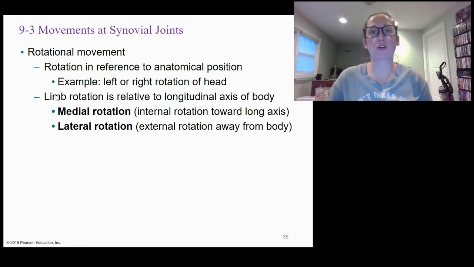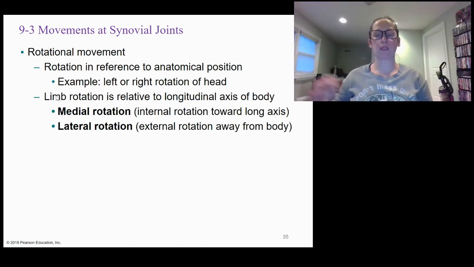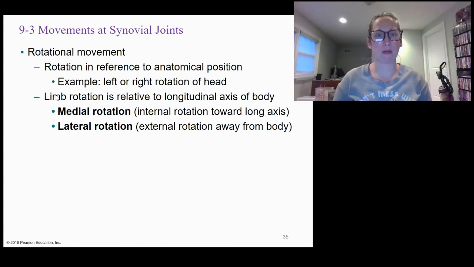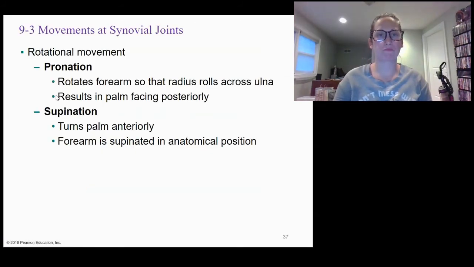The next group of movements are called rotational, and there are 2 ways in which you can rotate something. You can rotate something medially, so towards the midline, and you can rotate something laterally, so away from the midline of the body. And again, you've got those images to help you with that.